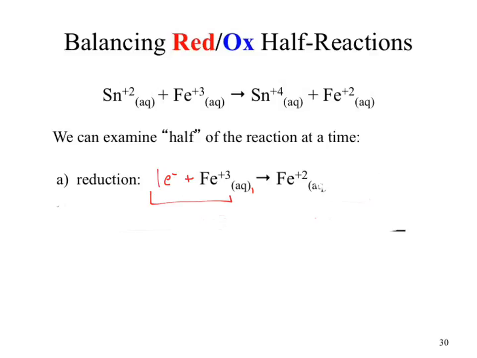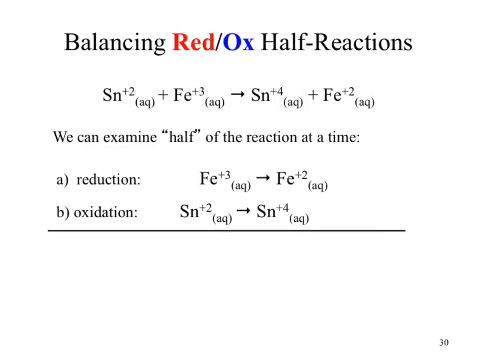What's the charge on my reactant side? Plus 2. Charge on my product side? Plus 2. It is now balanced. Yes, I've introduced an electron. But I need that electron to balance the equation. That electron has to come from somewhere. It doesn't just come from nothing. Where does it come from? It comes from the tin.